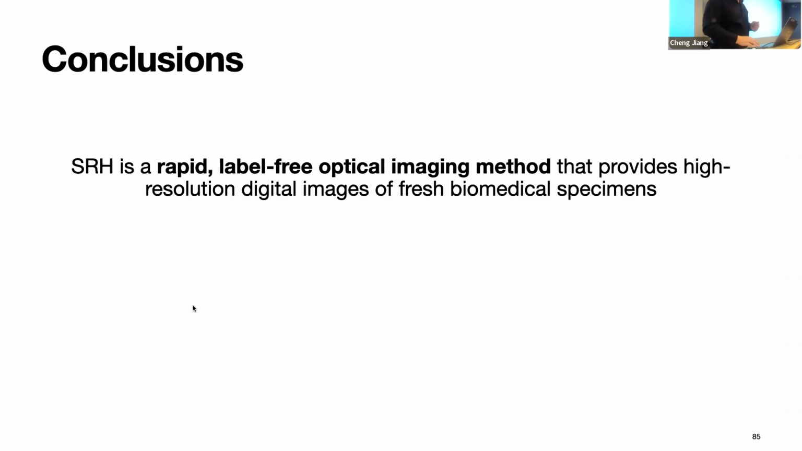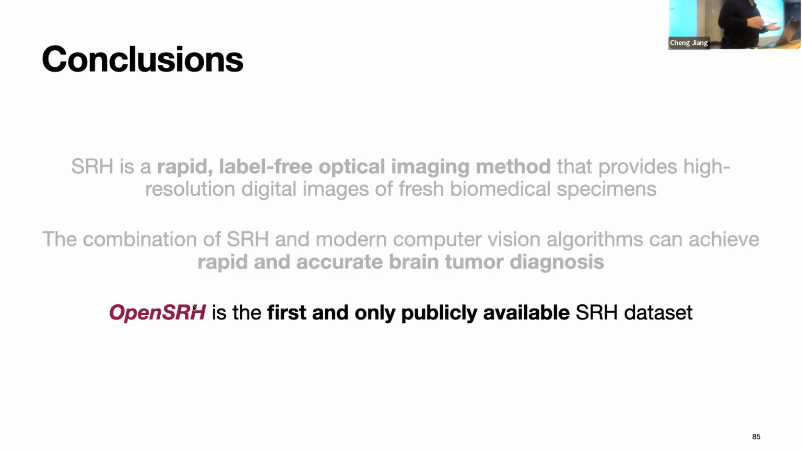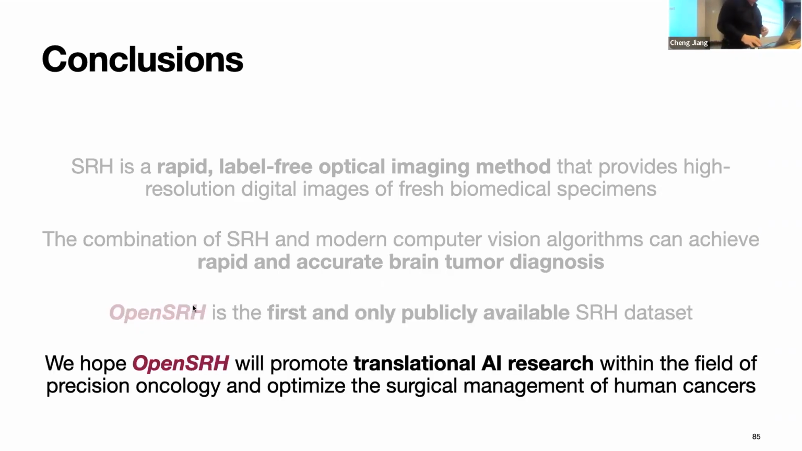So in conclusion, we can see that SRH is a rapid label-free optical imaging method that provides very high resolution images of unprocessed biomedical specimens. The combination of SRH and modern artificial intelligence can enable rapid and accurate brain tumor diagnosis. OpenSRH is the first and only publicly available data set of SRH. And we hope that OpenSRH will help promote open science and translational AI research within the field of precision oncology to optimize the surgical management of brain cancers.